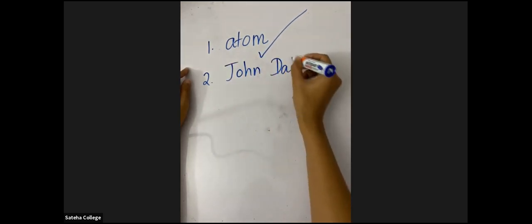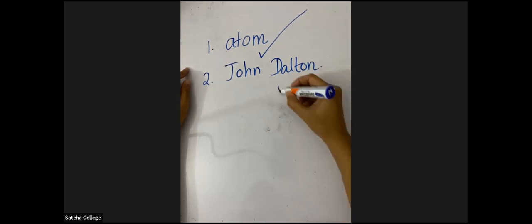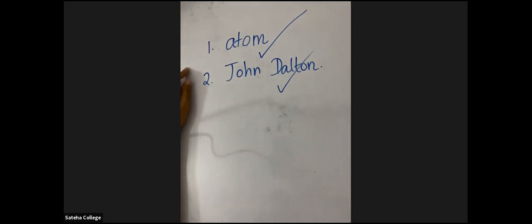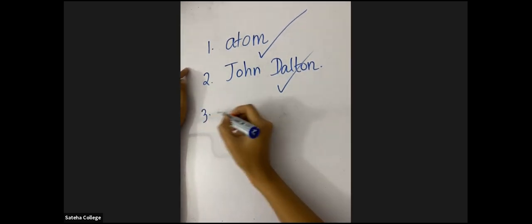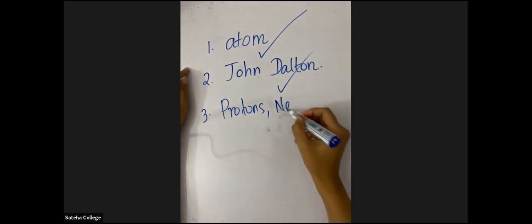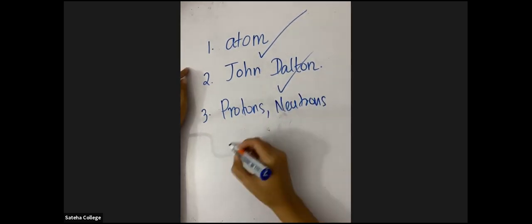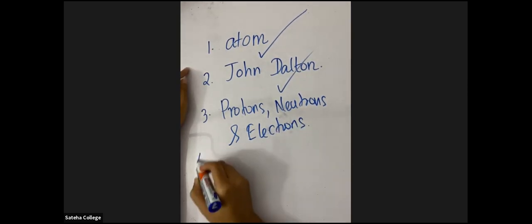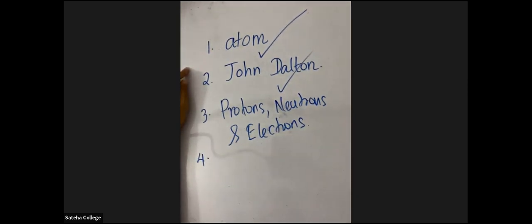Very good. John Dalton. Very good. Right, next one. What are the subatomic particles found in the above unit? Protons, neutrons, and electrons. Very good.